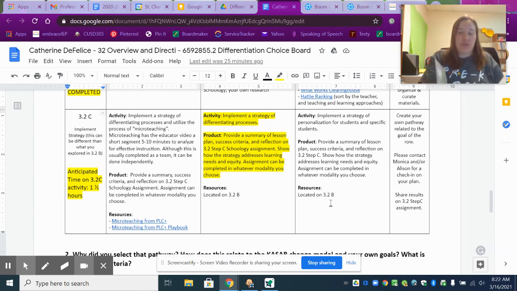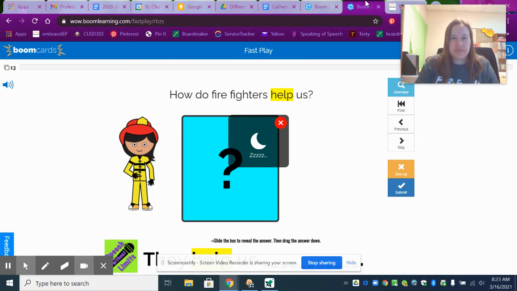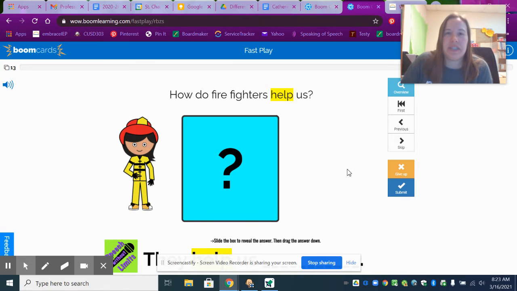Now, what I decided to do to add in some differentiation was I took it to the next level and expected them to be able to do this now in large group sessions. So I found a boom card. It wasn't the one I thought I was going to use, but let me change it. And here is an example of what I did in the large group for students to talk to me.